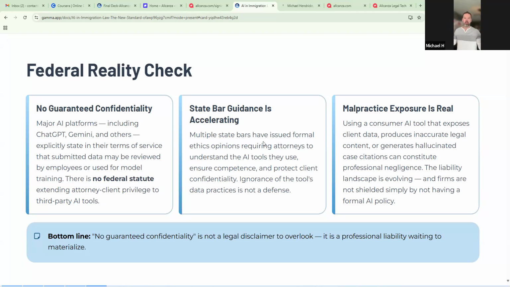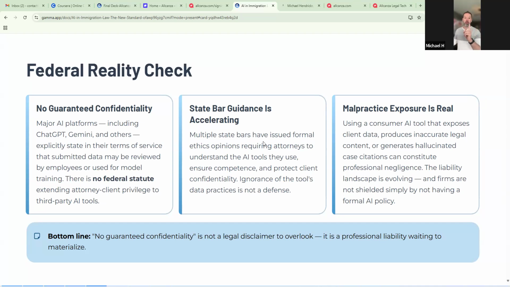But now we're seeing the advent of the argument of AI. So ignorance of the tools and data practices is not a defense. This is what the state bars are saying. Malpractice exposure is real. For those of you who practice law, or those of you who have an attorney, using a consumer AI could expose client data or produce inaccurate legal content or responses. This is important. 1,300 documented examples, documented situations where hallucinated citations have been submitted to judges.